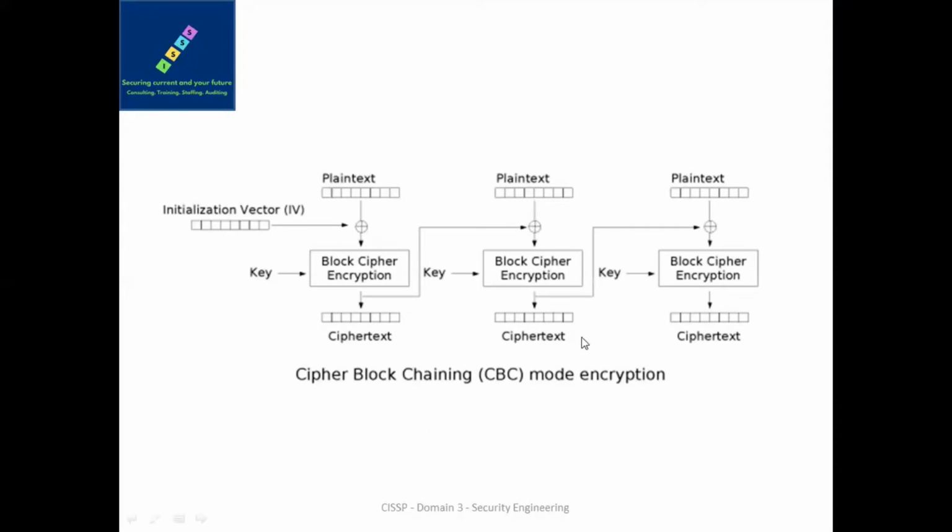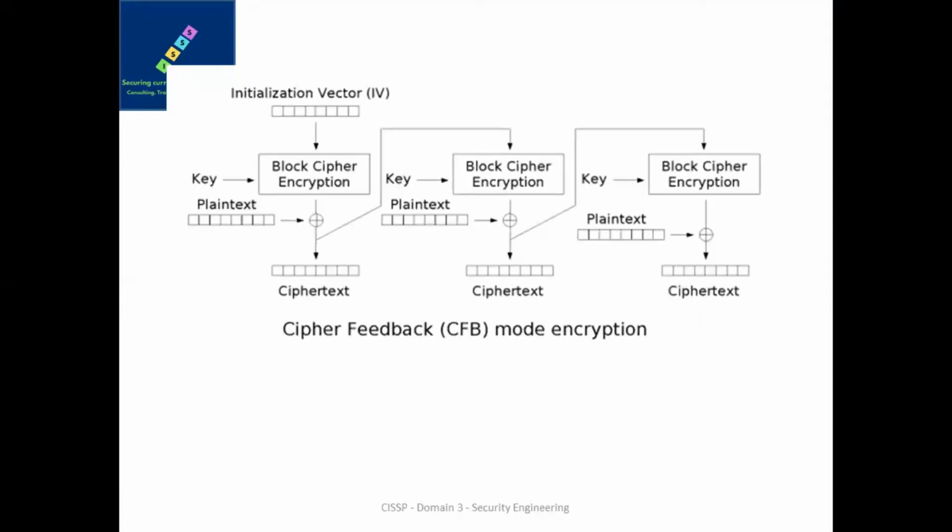Now, this is cipher block chaining because each and every block has a chain from the previous block, where the cipher text is fed as an input. Okay, let's look at the cipher feedback mode.